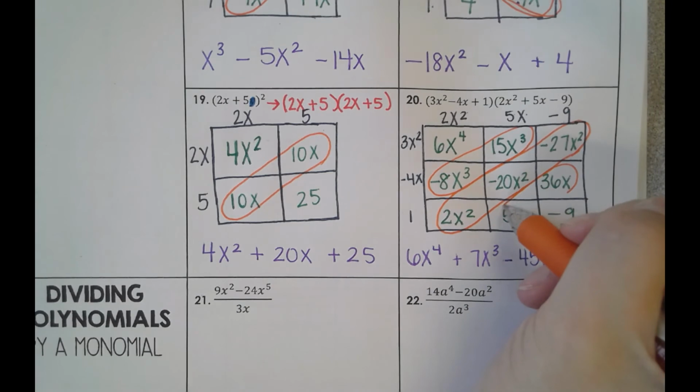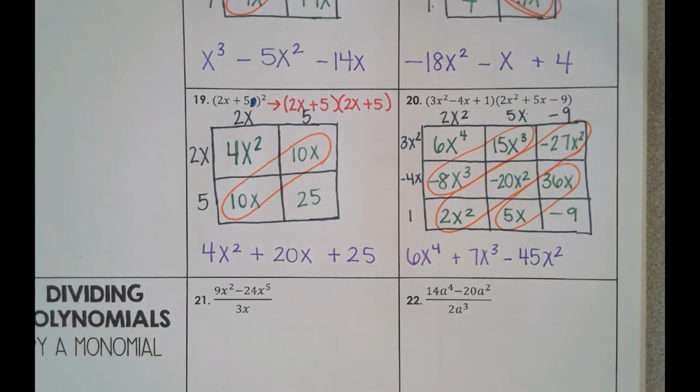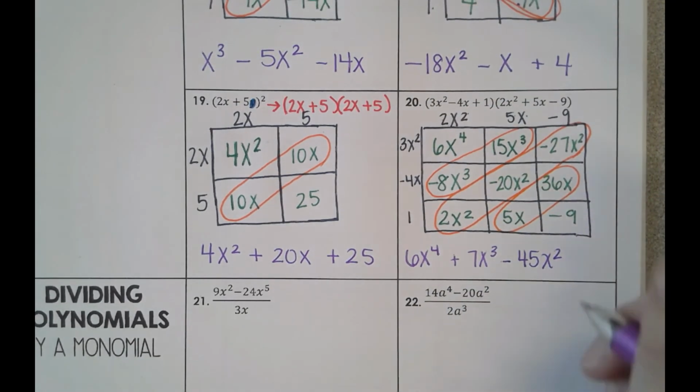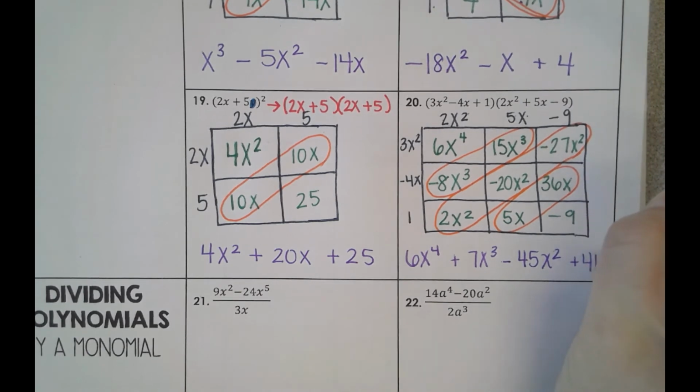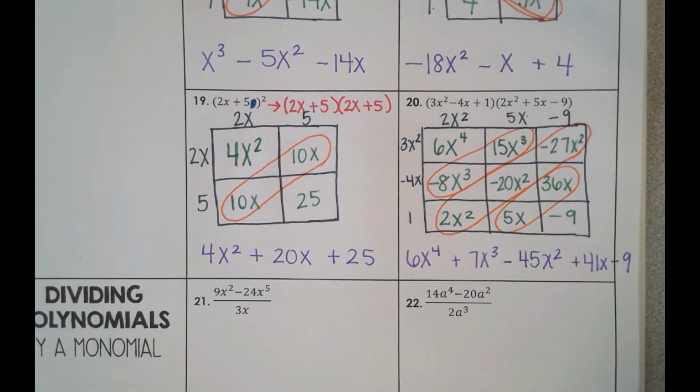Then our x's. 36 and 5 makes 41. And then we have the minus 9.